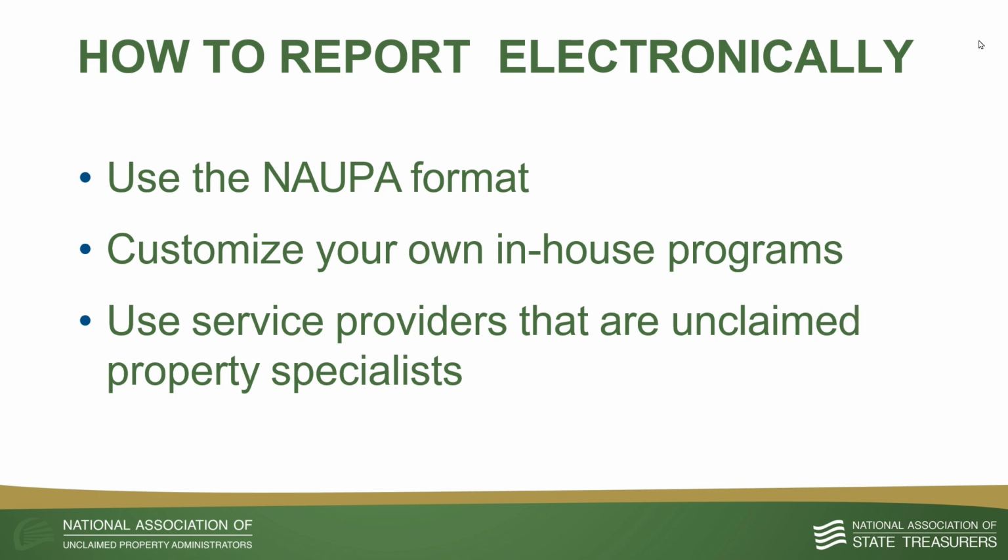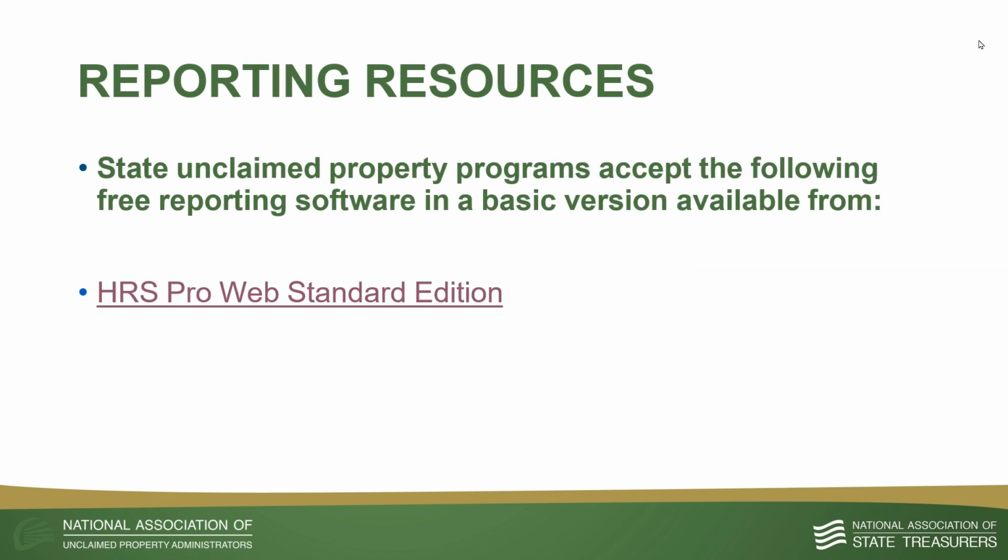How to report electronically. Some holders customize their unclaimed property programs within their own IT departments. There are also service providers that will gather your unclaimed property information and create your report. Again, you need to consider your state's requirements when deciding how to get your files ready and report electronically. Reporting resources. State unclaimed property programs accept the following free reporting software in a basic version. You can use the HRS Pro Web Standard Edition to create your file or another method.